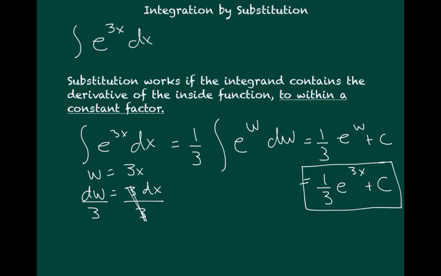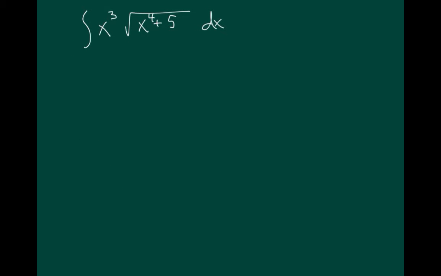Let's try another one where we're going to use substitution even though our integrand does not contain the derivative. It's off by a constant. Okay, in this example, I have a function inside another function, clearly, and x to the 3rd would be the derivative of x to the 4th plus 5, but it's a little bit off, isn't it? The derivative of x to the 4th plus 5 would be 4x cubed, not just plain x cubed. But let's see if we can do this anyway.